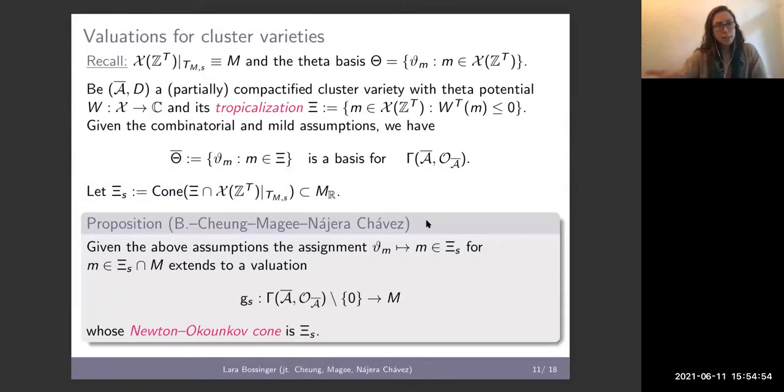Okay, so now in this setting, we can go back to our valuation, and we can formulate the same proposition now for the compactified cluster variety, or partially compactified, to be honest. And we get the same assignment. We take a theta function, we simply send it to the lattice point that was indexing it from the start. And I get a valuation now from the regular functions of the compactification. And by construction, the Newton-Okounkov cone of this valuation is the realization of my superpotential cone in one seed.